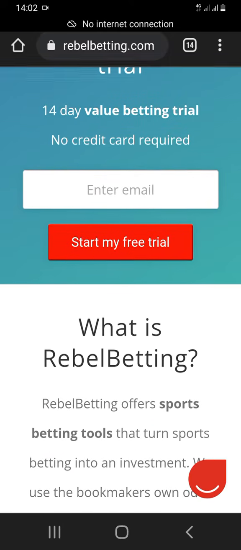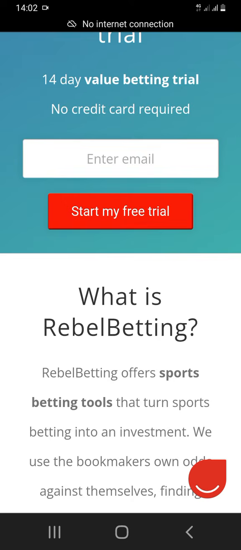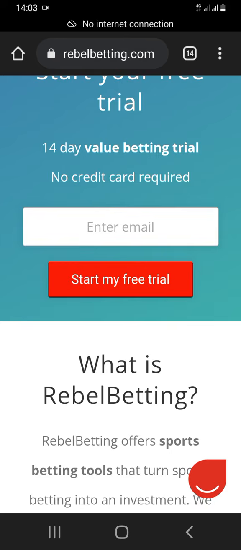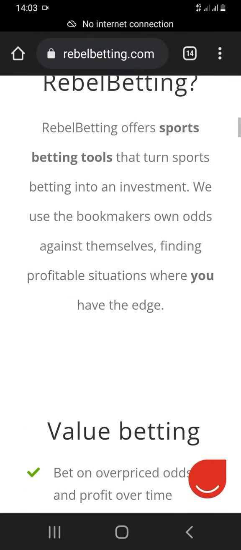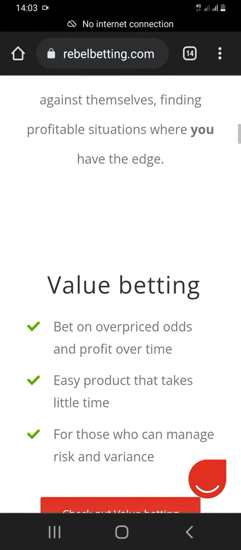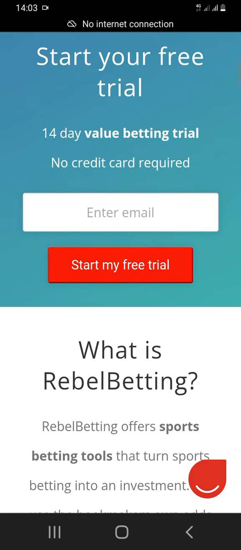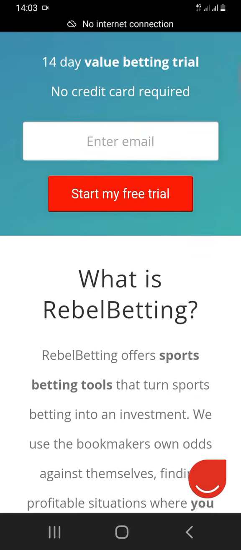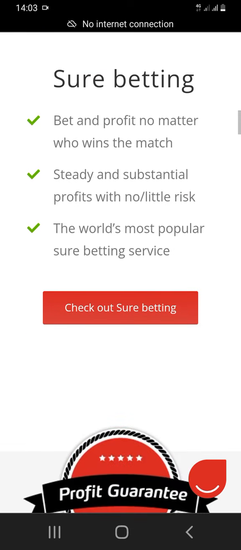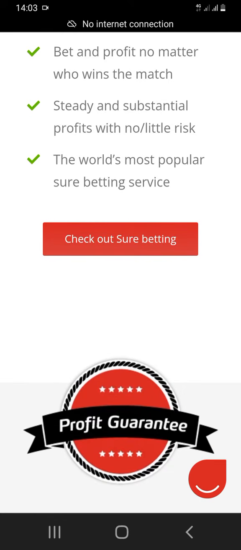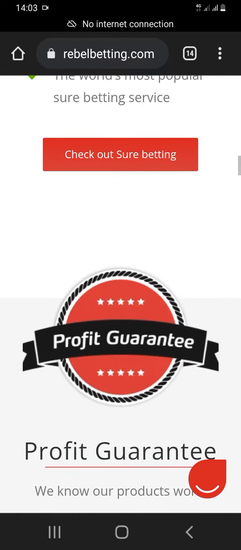All you have to do is, you can see where it's written here, start my free trial. They have free trials for 14 days. When you open up the website rebelbetting.com, register with your email and password, then you start the free trial for 14 days. After those 14 days, you can start subscribing, and it is actually expensive. Rebel Betting is 129 euros monthly. That's what their monthly subscription looks like.